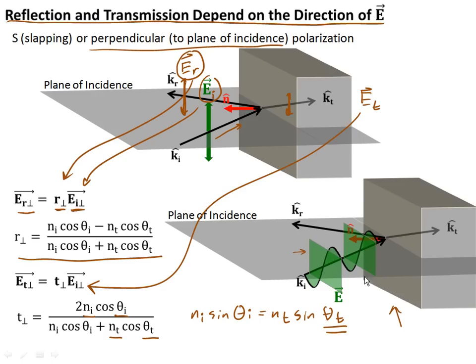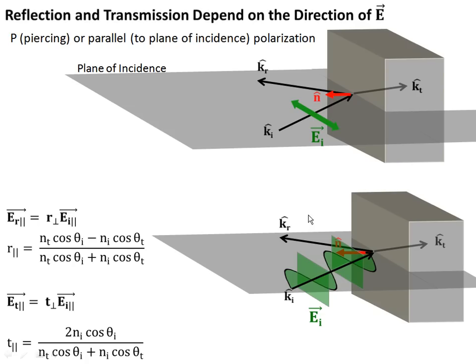So we assume that everywhere on these planes that are represented by these little green squares, the electric field is a vector field. The vectors all point in the same direction, but that direction can vary with time and space, as we saw in previous talks. And again, the angles are just given by the k vectors: k incident, k transmitted, k reflected.